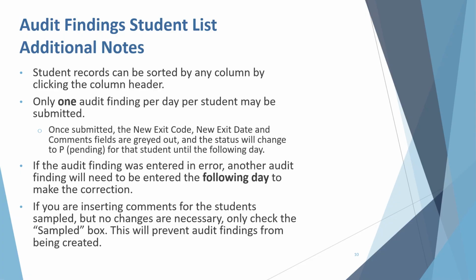We just had a few additional notes regarding the audit findings student list to go over. As I mentioned in the previous slide, you do have the option to filter the student list by the cohort status of either exempt or graduated. It is required that auditors audit or sample a specific percentage from each group, whether it be graduates and completers or exempt. So this is just another feature that makes it easier for the auditor to go through their process of pulling a sample.